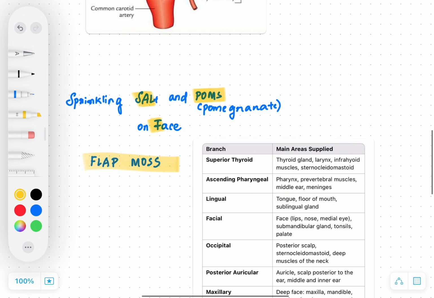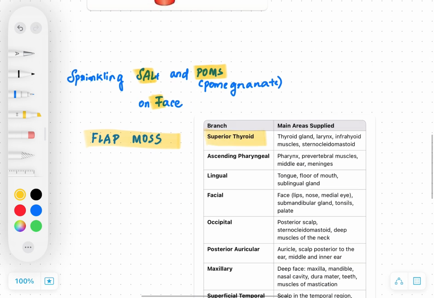So what are the areas which these supply? The superior thyroid, as the name suggests, will supply the thyroid gland, larynx, infrathyroid muscles and sternocleidomastoid. So the main thing is the thyroid. Ascending pharyngeal, as the name suggests, will supply mainly the pharynx, prevertebral muscles, middle ear and meninges. Lingual artery will supply the tongue, floor of the mouth and sublingual gland.